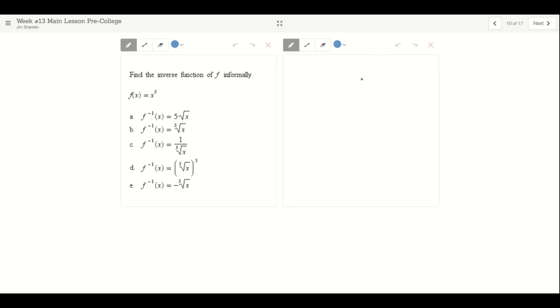Okay, so if I was going to do this one, I'm just going to rewrite it as x is equal to y to the 5th. Well, the only way to get rid of a y to the 5th is to take both sides to the 5th root, because that just crosses out. So I'm left with the 5th root of x. Done. That is it. Should be letter B for my answer.